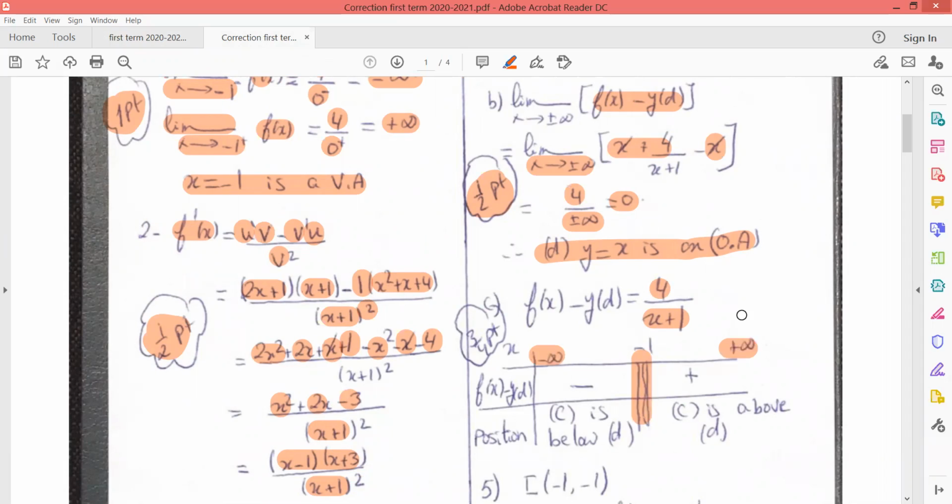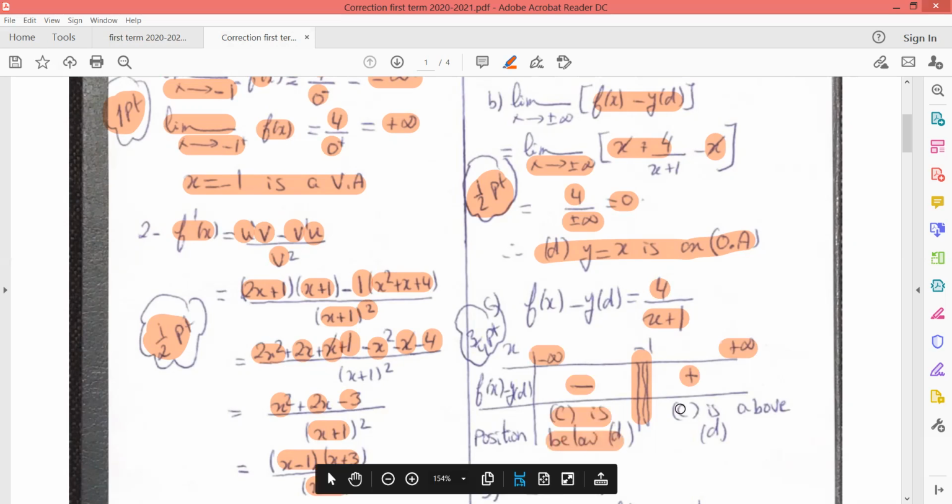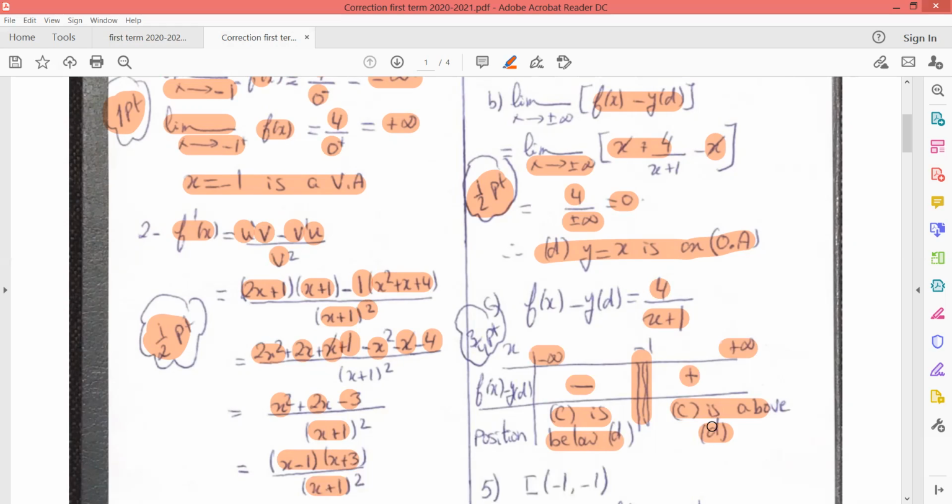To know the sign, after -1, I take a number greater than -1, like 0: 4 over 0 plus 1 gives 4 over 1, which is positive. Negative here. Negative means C is below D. Positive means C is above D. You have to write C is below D and C is above D, not just below and above. Some of you have written just below and above, which is not correct.